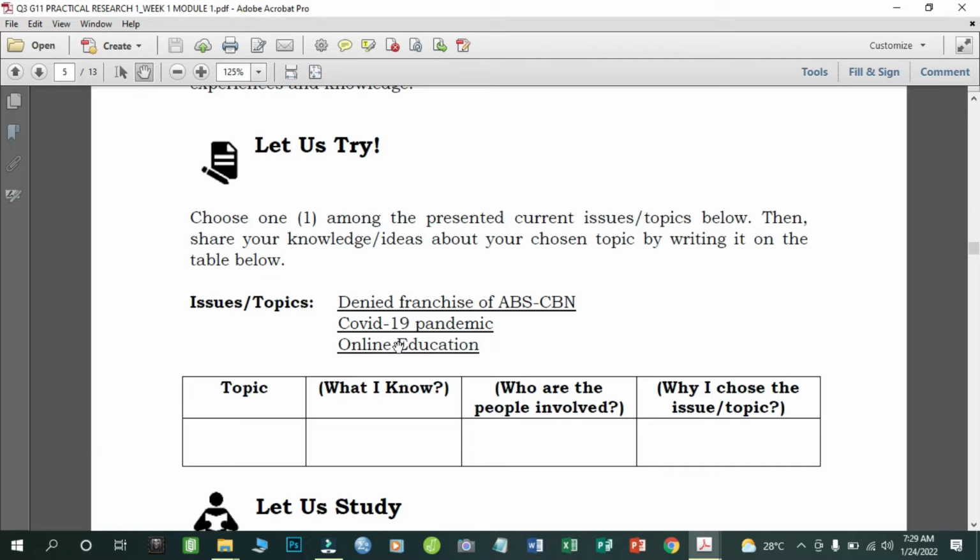So you put your answer in these four columns. We have the topic, what I know, the people involved, and why I chose the issue or topic. Okay, so you can do your research on the internet. We'll discuss our activity later.